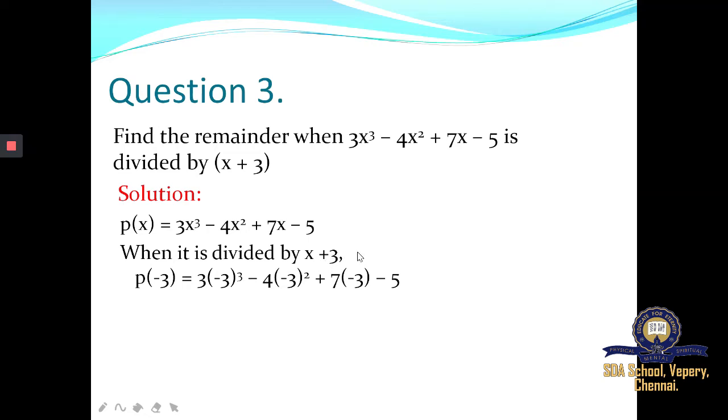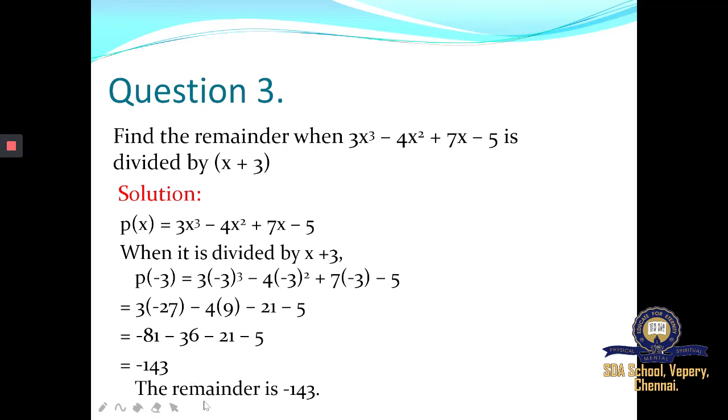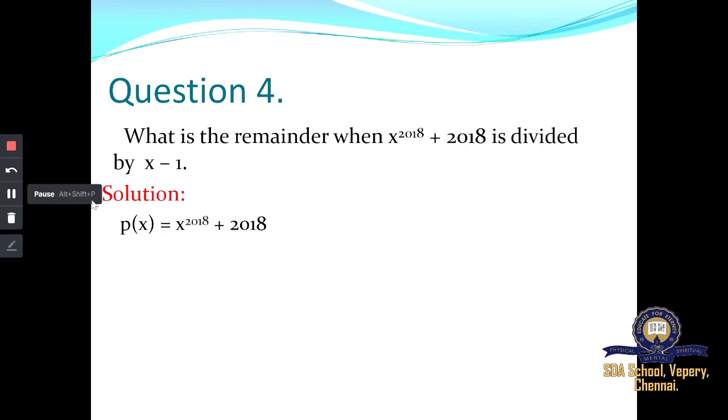So wherever you get x, you simply substitute minus 3. P of minus 3 equals 3 into minus 3 the whole cubed, minus 4 into minus 3 squared, plus 7 into minus 3, minus 5. Then you simplify all of these, and you get the answer as minus 143. Therefore, the remainder is minus 143. Let's move on to the next question.